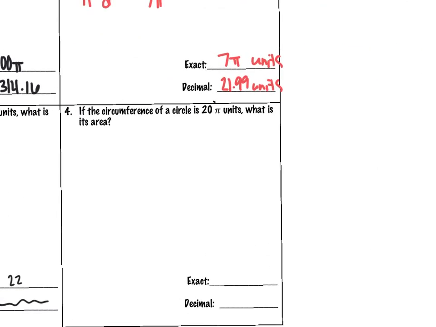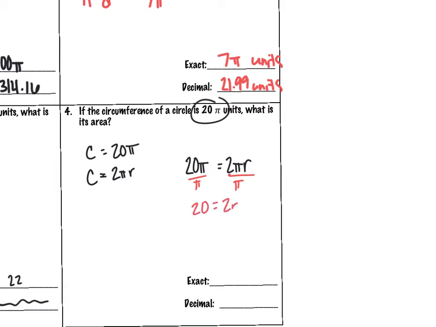Same thing with the circumference. If I know the circumference is 20 pi, and I know my formula for circumference is 2 pi r, or pi times d, I could use that one as well. I'm going to take a minute and set them equal to each other. And then I'm going to divide both sides by pi. And I'm going to get 20 equal to 2r. Dividing both sides by 2 gives me a radius of 10.